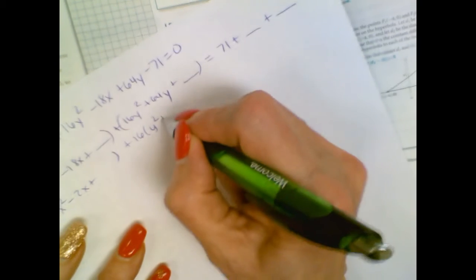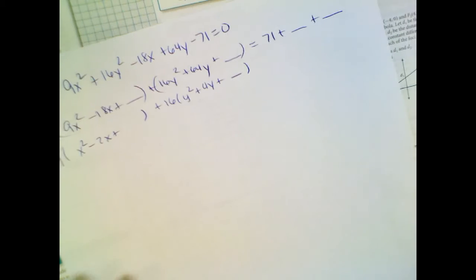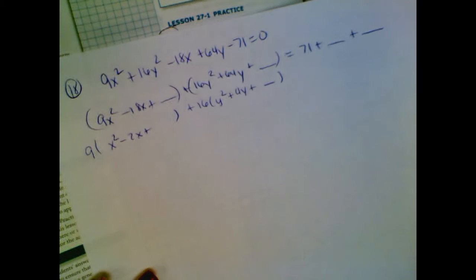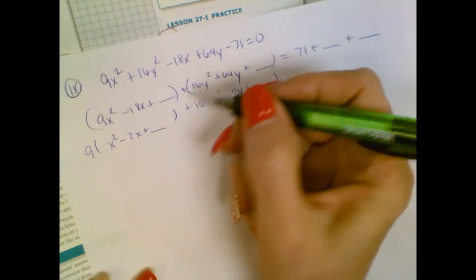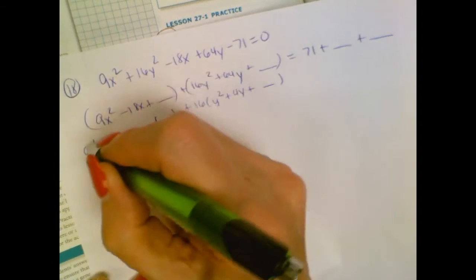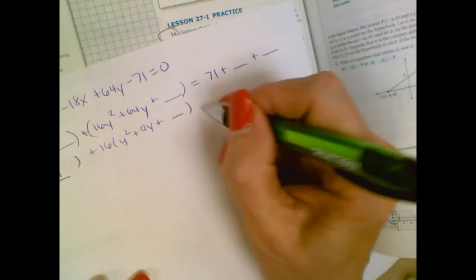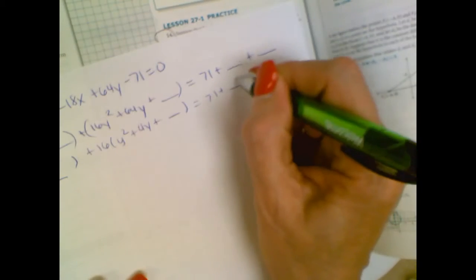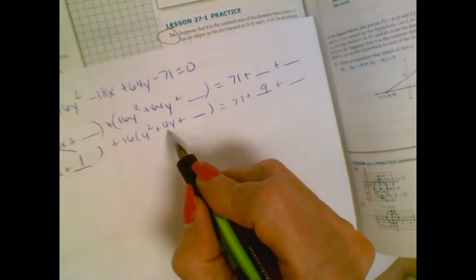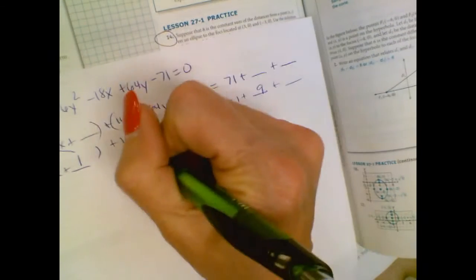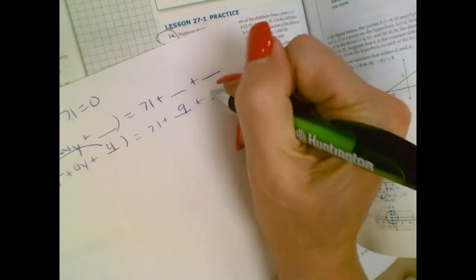And 64 divided by 16 is 4. And let's complete the square. You guys with me? What's half of negative 2? Negative 1 squared? 1. What are we adding to the other side? 9. So we have 71 plus 9 so far. Now over here, what's half of 4? 2. What's 2 squared? 4. What are we adding to the other side? 16 times 4, which is 64.